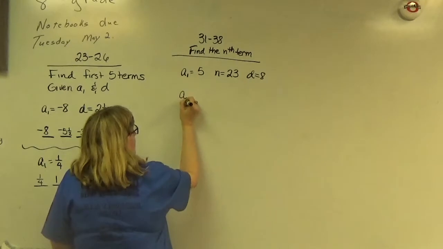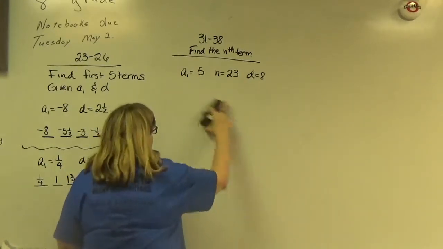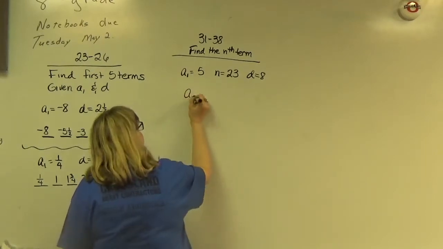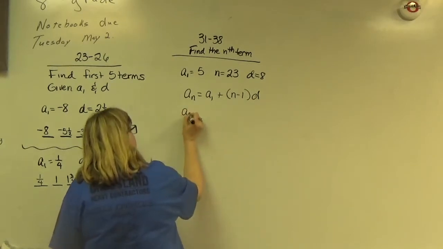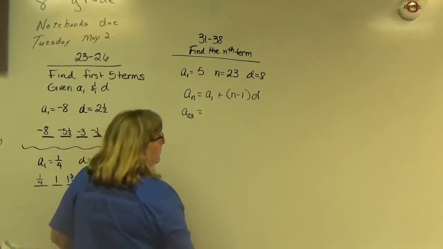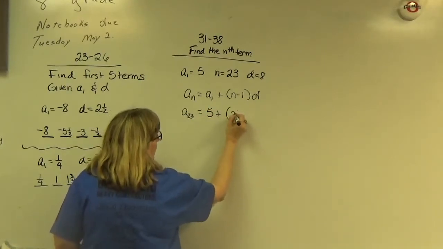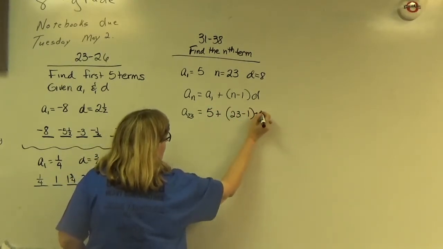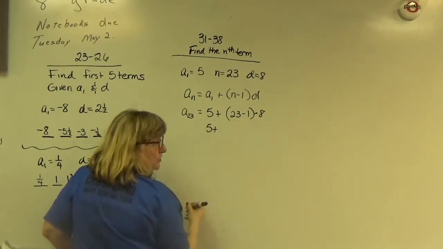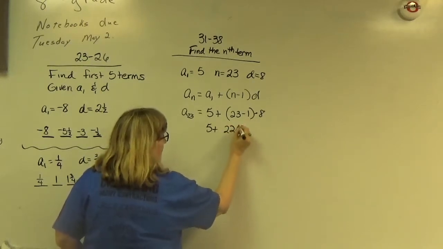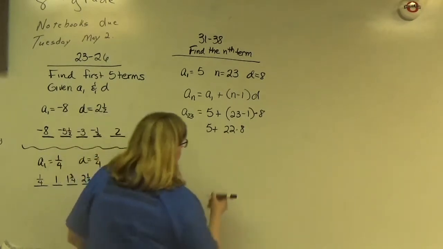So we want to find the 23rd term. First, let me write the formula down again, because if you just plug into the formula, that's what we want. So the 23rd term equals, what's the first term? 5. Plus how many terms are involved? 23 minus 1. What's the difference? 8. So it'll be 5 plus, and we do what's in parentheses first, so that's 22. We have to multiply before we can add, so what's 22 times 8?